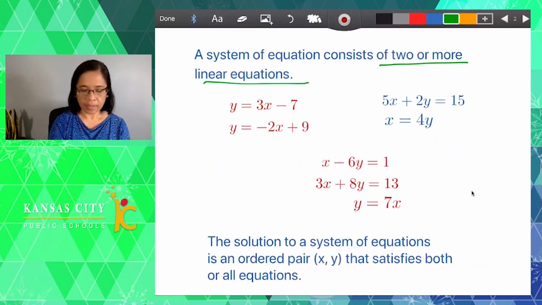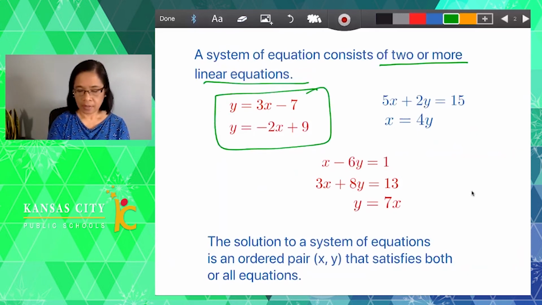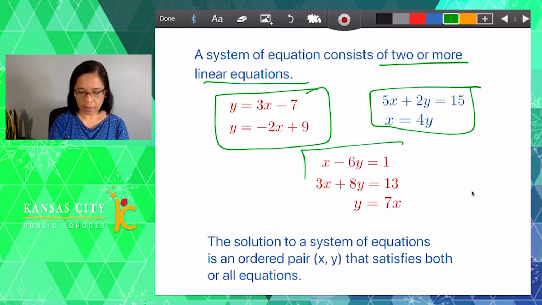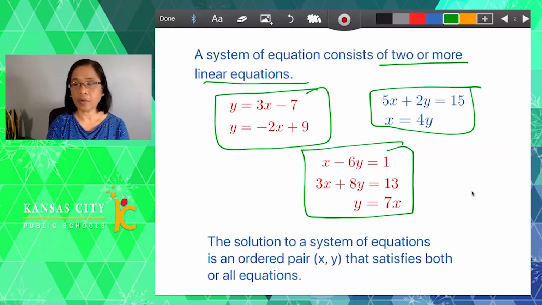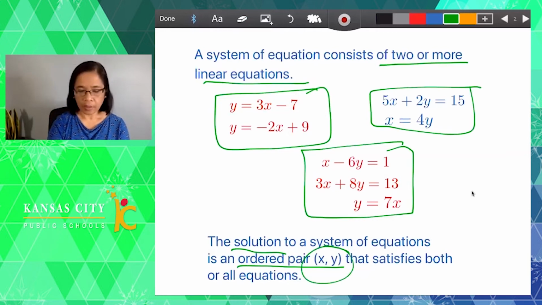Here are some examples of systems of linear equations. The first two have two equations. In the third one, notice that we have three linear equations. The solution to a system of equations is an ordered pair x and y that satisfies both or all of the equations. This means that if we have x and y as the solution, it would satisfy all the equations. It would make the equations a true statement.